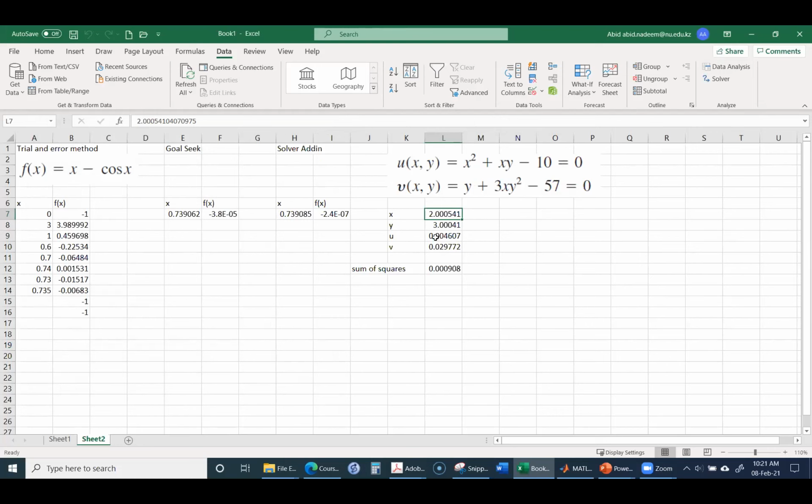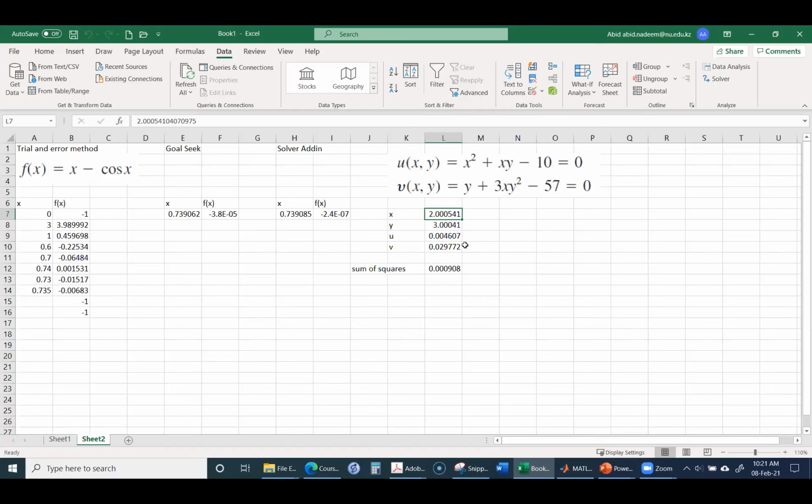So all these values are quite close to 0, and therefore their sum of squares is also 0. So we have got approximate results for x and y. The exact results are, in fact, we already know, 2 and 3 because we have already solved these equations, but we have got approximate results which are very close to 2 and 3 in this case.